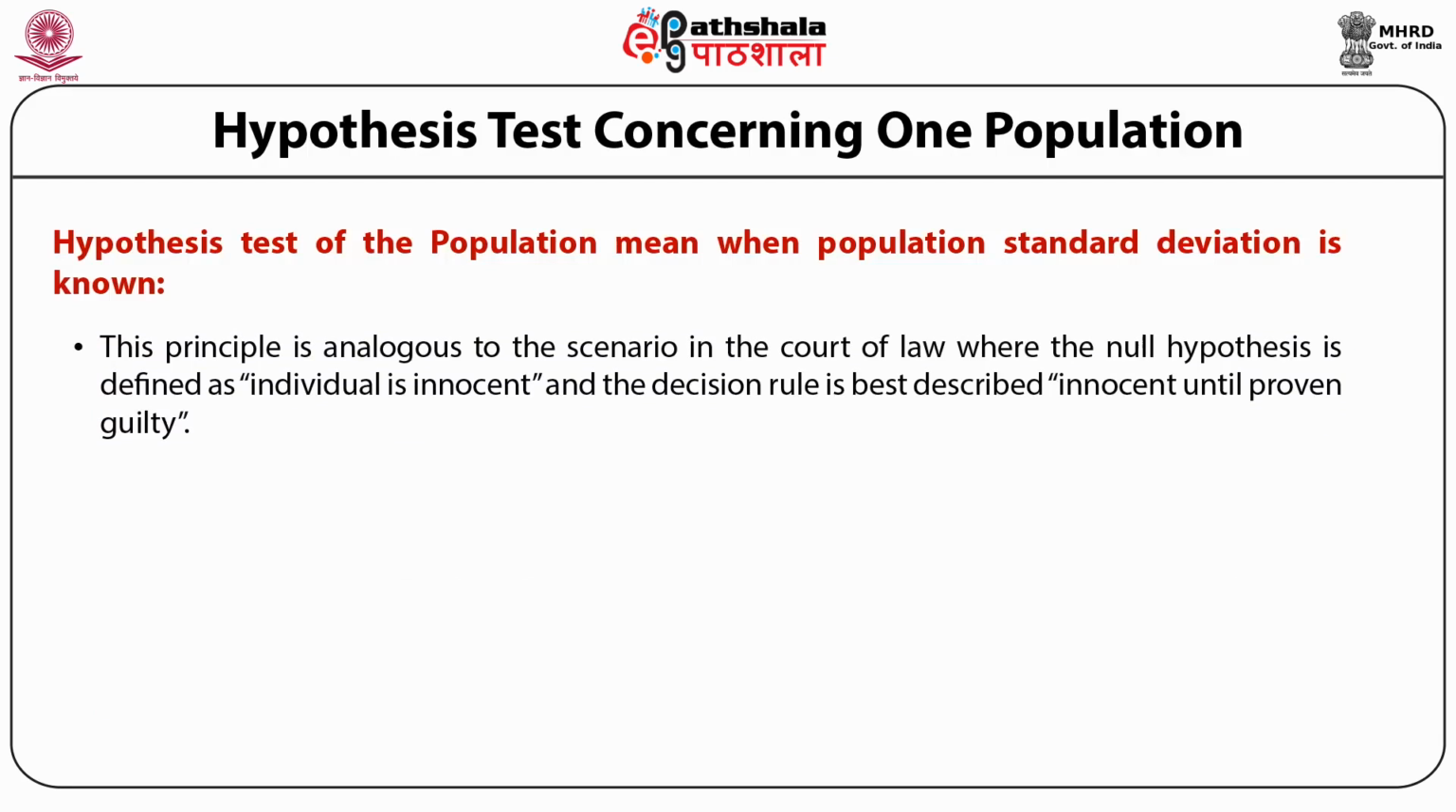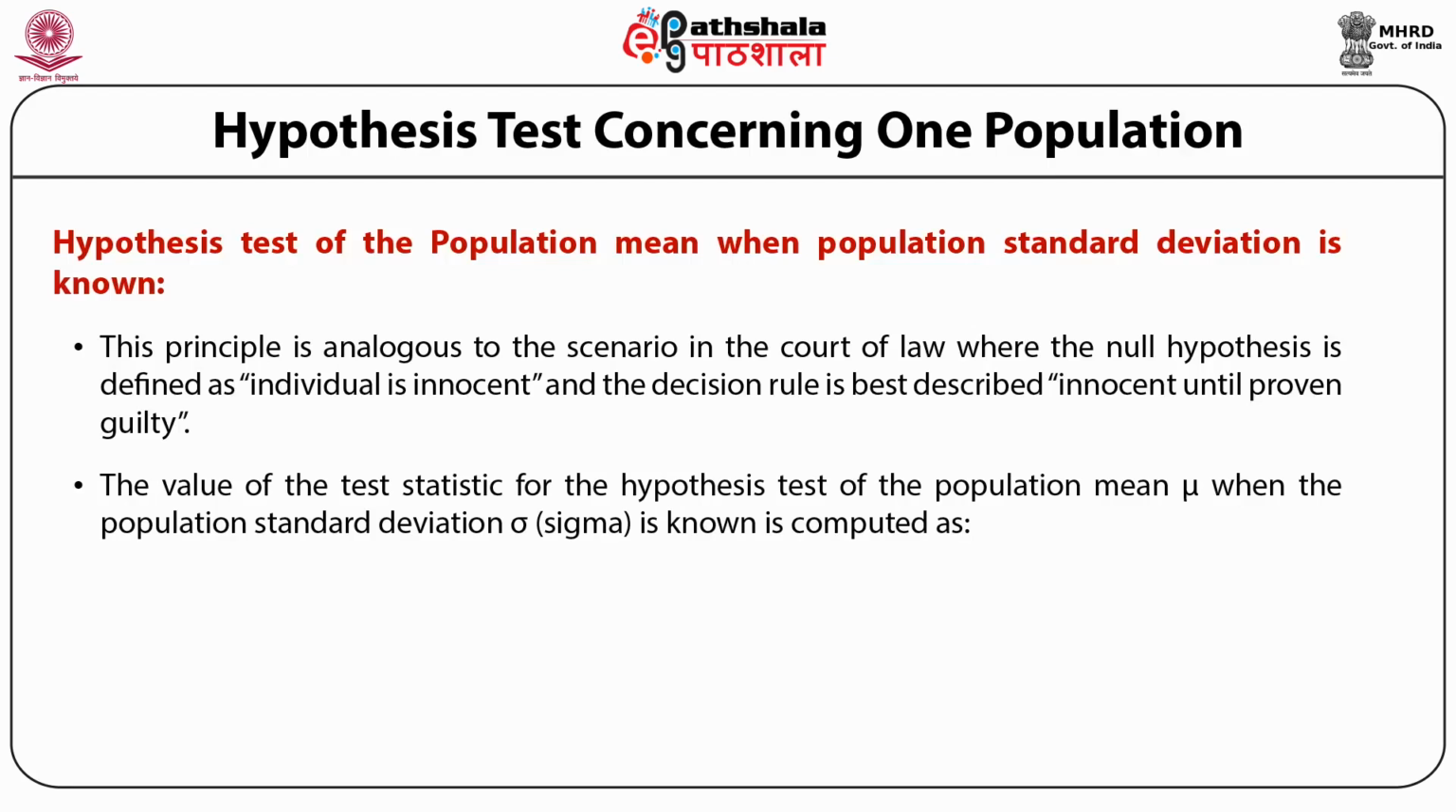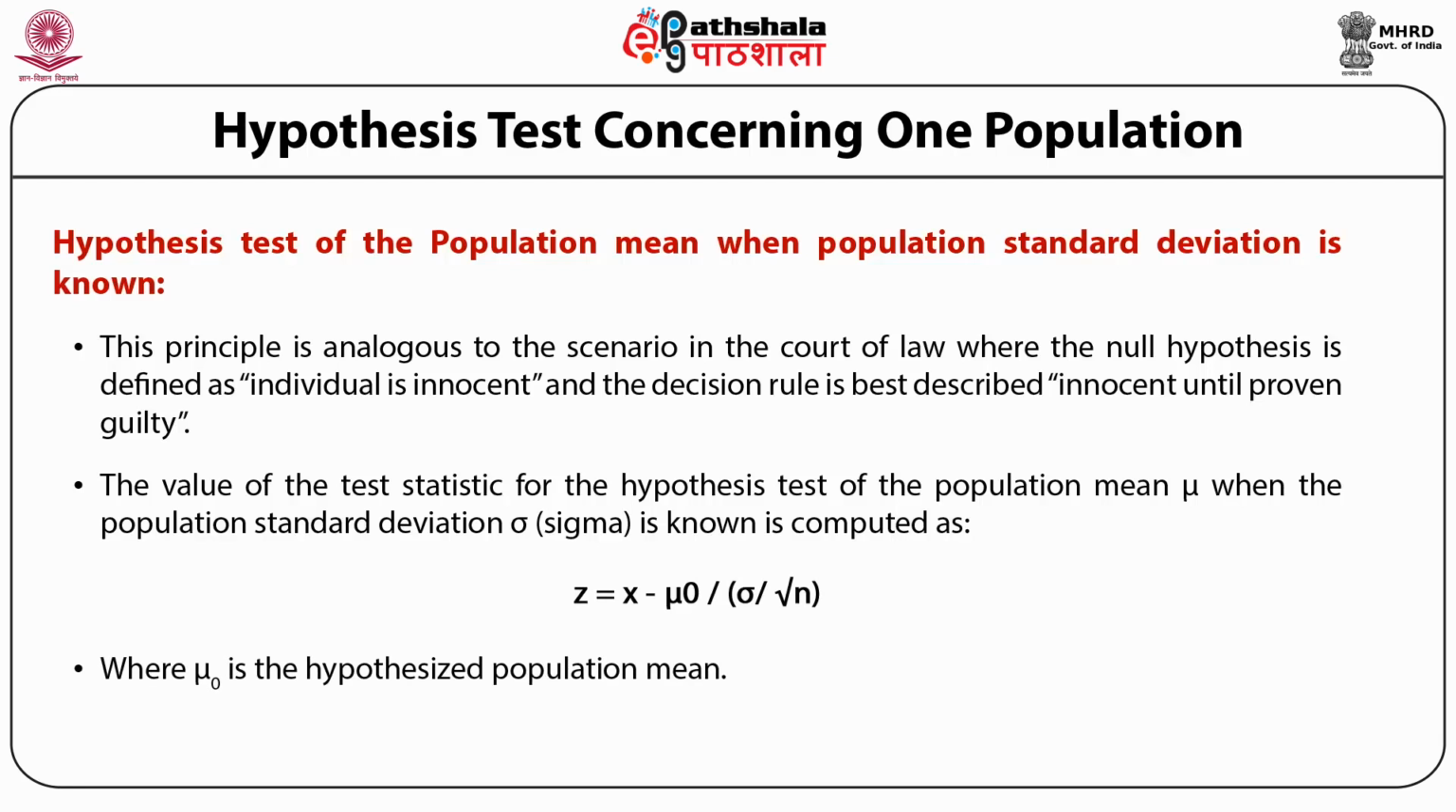This principle is analogous to the scenario in a court of law where the null hypothesis is defined as the individual is innocent and the decision rule is best described as innocent until proven guilty. The value of the test statistic for the hypothesis test of a population mean mu, where the population standard deviation sigma is known, is computed as z is equal to x bar minus mu naught divided by sigma upon root n, where mu naught is the hypothesized population mean.